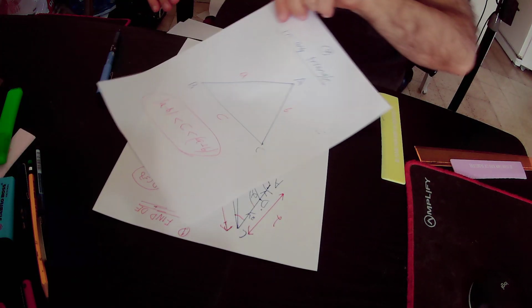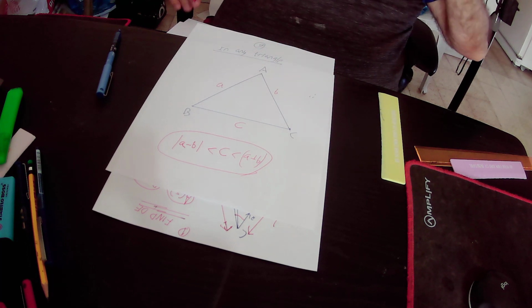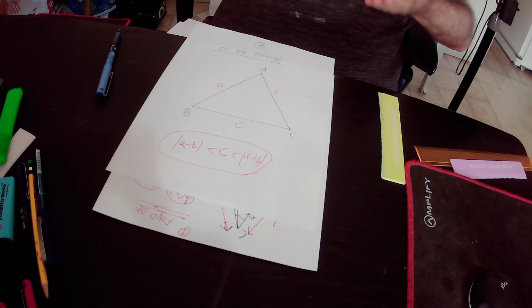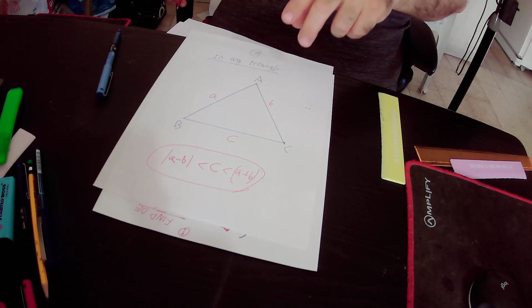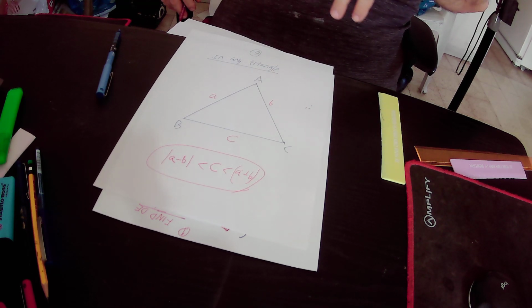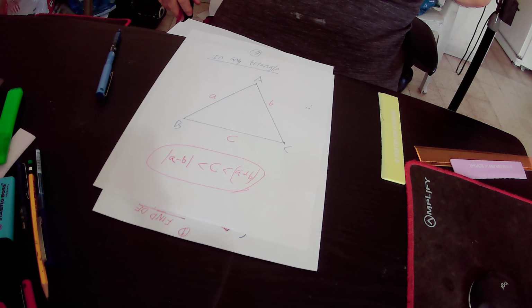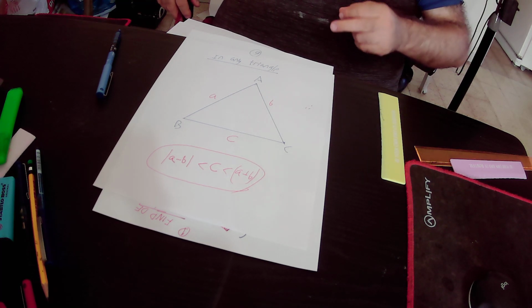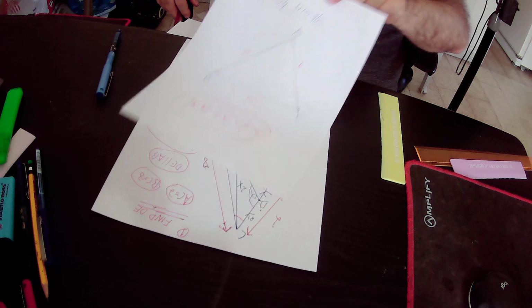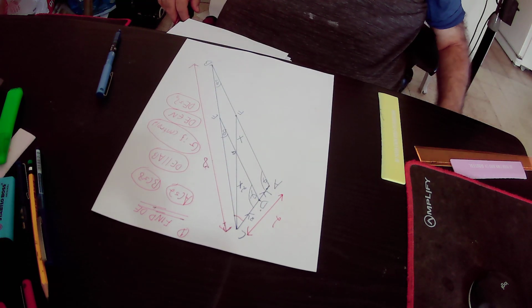Again, this rule states that the sum of two sides in a triangle is always greater than the length of the third side, and it also states that the difference between two sides of a triangle will always be smaller than the length of the third side. Okay, so we can implement this rule in our triangle ABC.